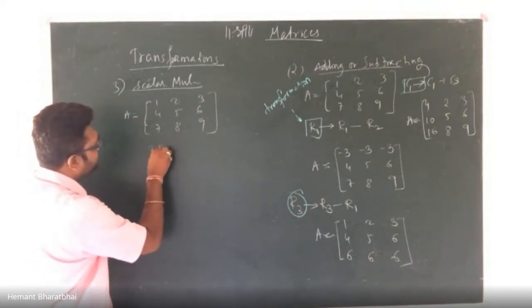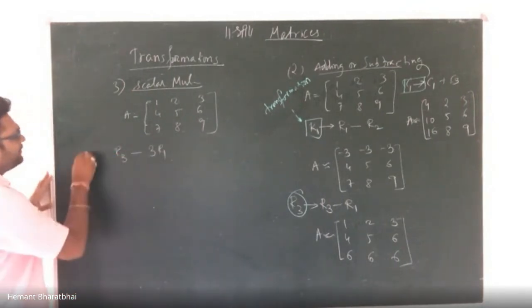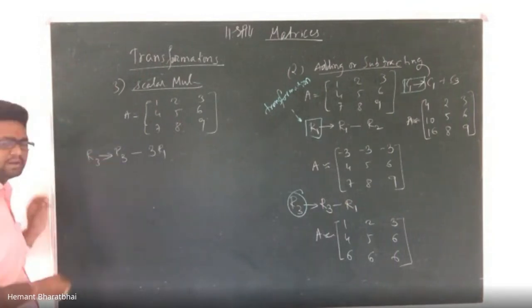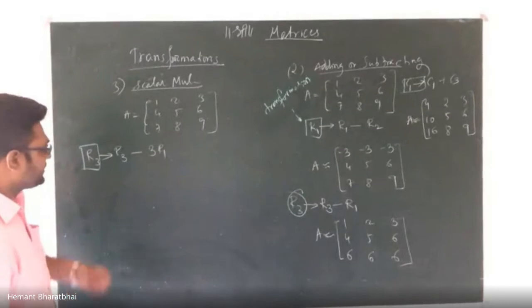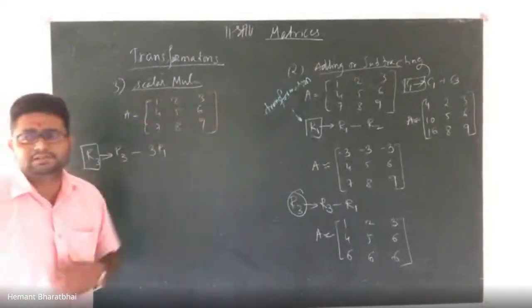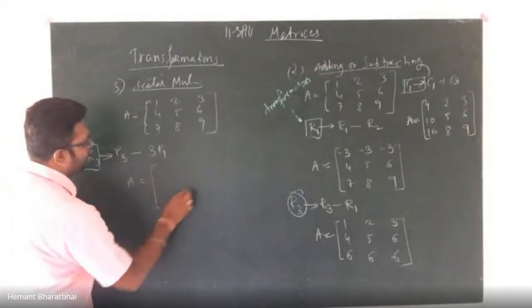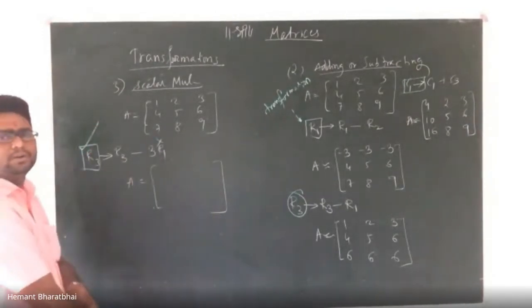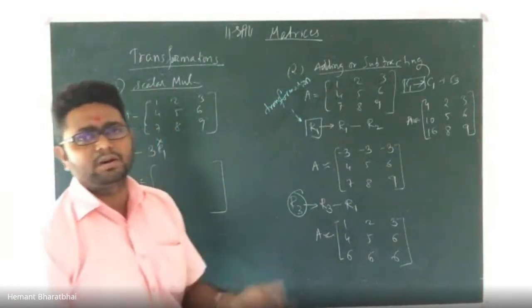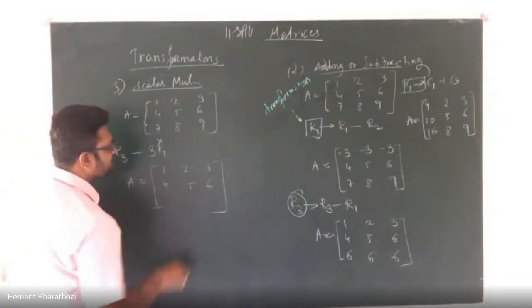Say R3 minus 3R1, which means I am doing transformation in row number 3. What I am doing? I am doing transformation only in row number 3. And what kind of transformation? First I am going to multiply the first row with 3 and then I am going to subtract it. So the transformation is occurring only in row number 3, not in row number 1. So row number 1 and row number 2 should be written as it is. 1, 2, 3, 4, 5, 6.